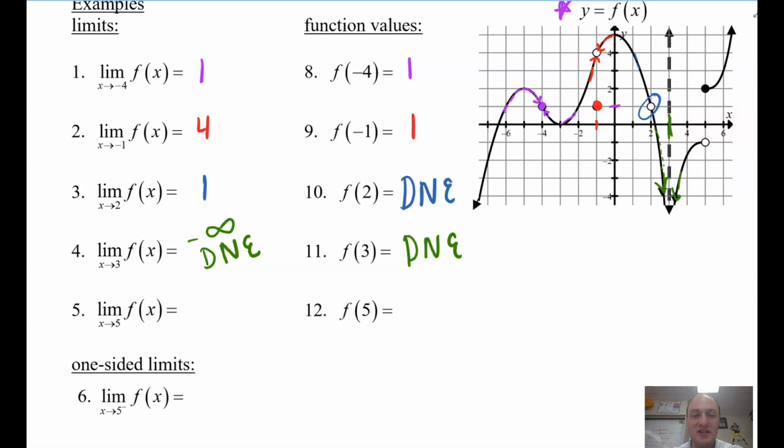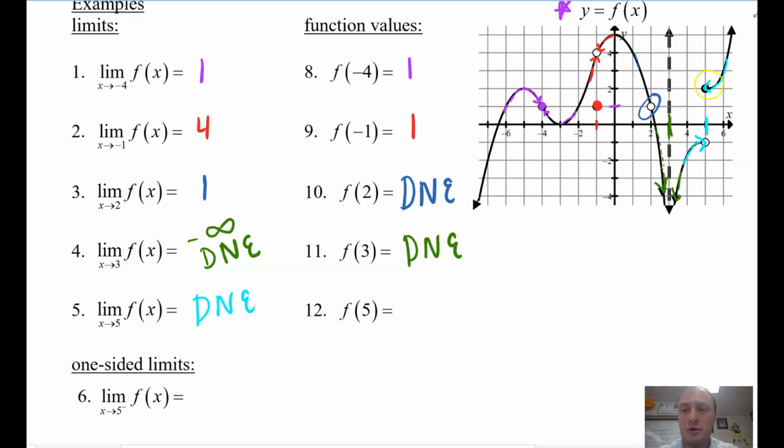What's the limit of f of x as x approaches 5? Here's 5. Ooh, that's a pretty color. We approach it, and on this side, notice how it's approaching -1. As I come from this side here, it is approaching 2. So notice how from the other sides they're not equal. So this does not exist.